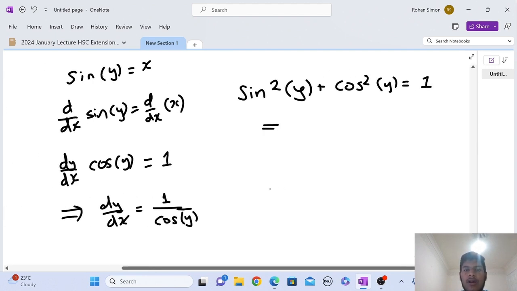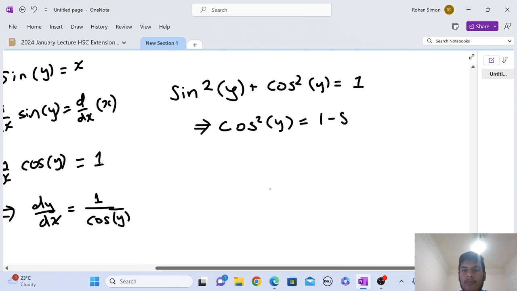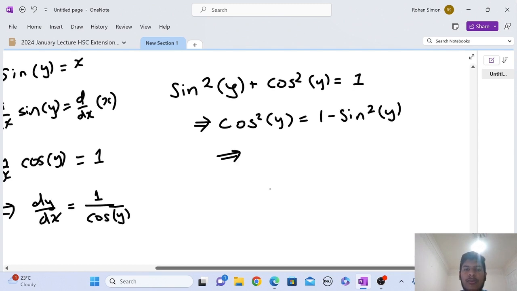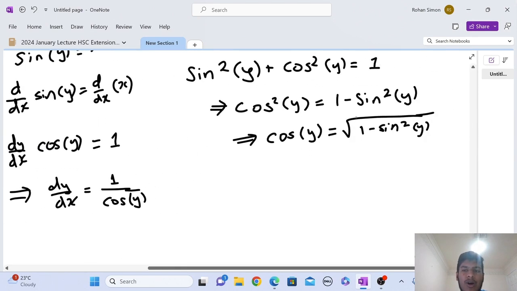And so if we rearrange for cos squared y, it's going to be equal to 1 minus sine squared y. If we square root both sides, we get cos y equals square root of 1 minus sine squared y. We have to be careful with positive and negative signs here. For now, I'm going to say it's always positive, and just believe me for now. But if you go back and think carefully, you should be able to see why it is always positive. And so we get an expression for cos y in terms of sine y.